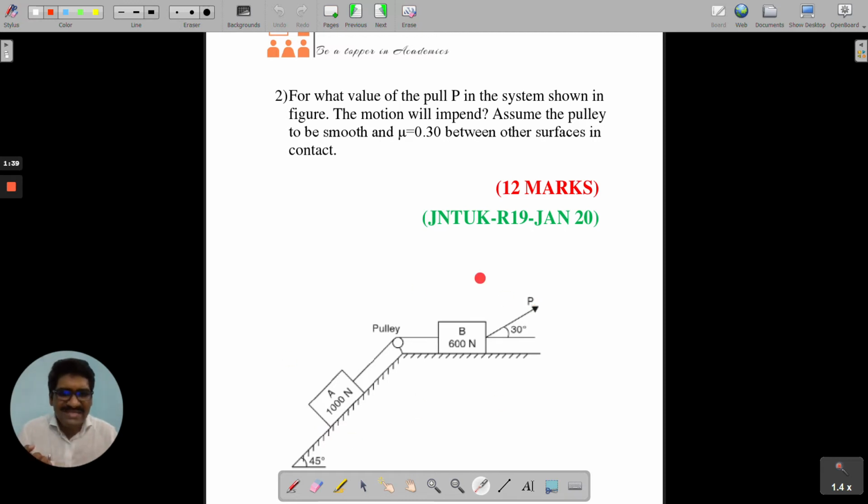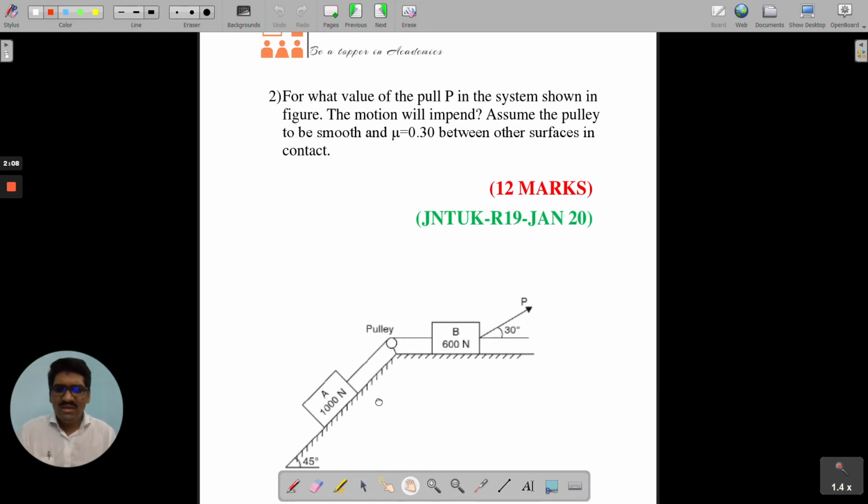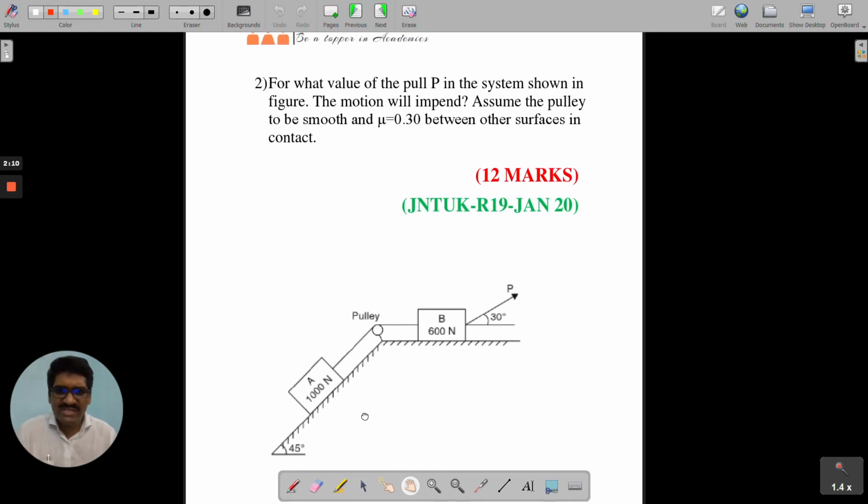Now here we have a system of connected bodies, having two bodies with the help of a string connected between them. We have to start moving the entire system towards the right side. To start moving the entire system, how much force do we have to apply? That was the question. Now how many bodies are there totally? One body, two bodies.